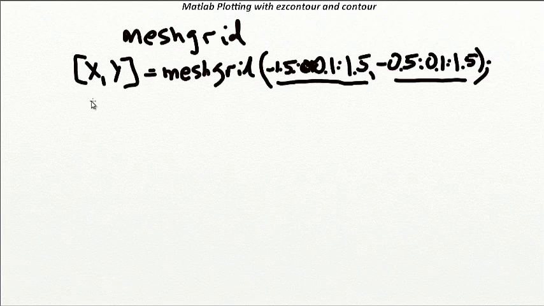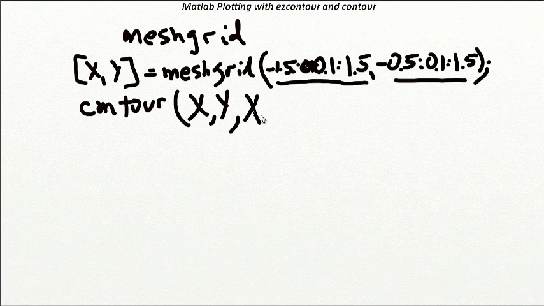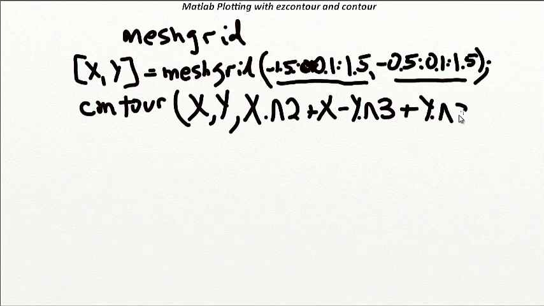And then the second command in the sequence is contour, and that you have to put in x, y, and the polynomial, but of course in vector notation. So dot 2 plus x minus y cubed plus y squared. Can't forget the dots. And that will generate a numerical plot for your level curves.